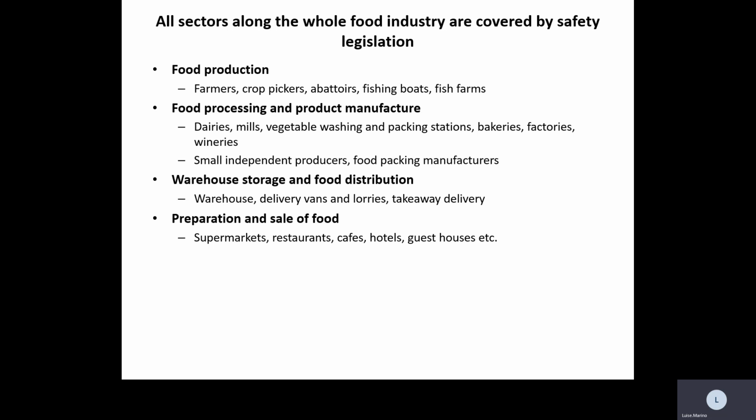Food processing and food product manufacture, so dairies, mills, vegetable washing, packing stations, bakeries, factories, wineries, small independent producers of food and food packing manufacturers are all covered by this legislation. Warehouse, storage and food distribution areas. Obviously you want the warehouses to be clean, and free of pests and pesticides. So you want to make sure that the food doesn't become contaminated after it's been produced.